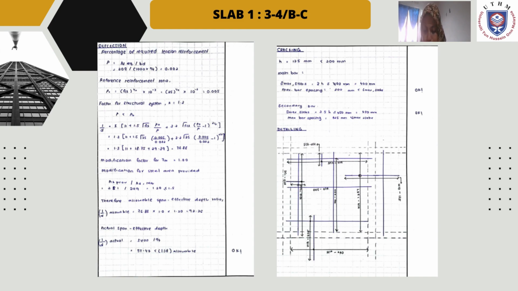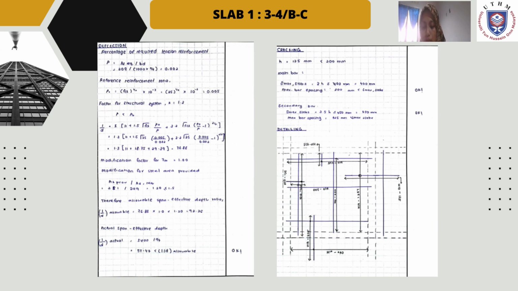So our L/D calculation, we got 76.88, and our modification factor for 7 meter is 1.0, and modification for steel area provided, we got 1.20, which is less than 1.5. Our allowable span effective depth ratio is 92.26, and our actual span effective depth is 57.44, which is less than our L/D allowable. So this is acceptable.